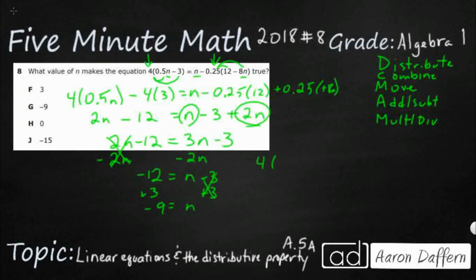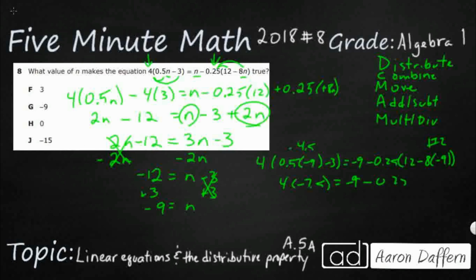So 0.5 times negative 9 minus 3 equals negative 9 minus 0.25, 12 minus 8, negative 9. This needs to make a true statement. Right, so this is negative 4.5. So this is 4 times negative 7.5 equals negative 9 minus, and then look at all this inside here. Good gracious. This is going to be a plus 72. So this is 12. So this is 0.25 times 84.